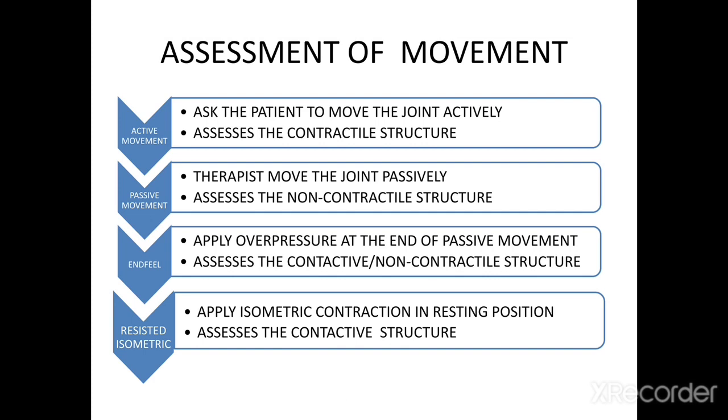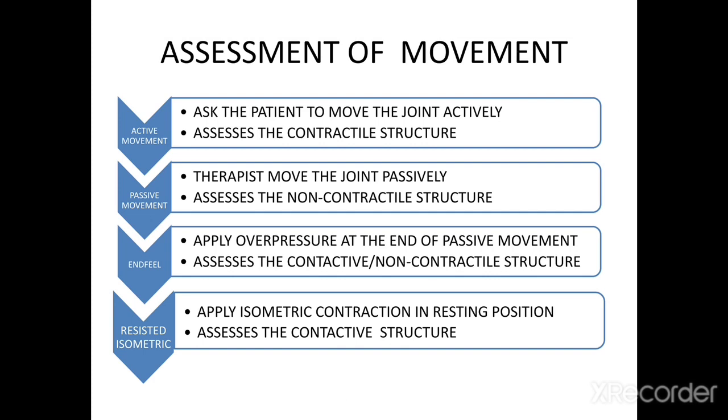In active movements we ask the patient to move the joint actively. In this we check the quality of movement and the degree of movement, and the active movements will assess the contractile structures. But at the end of the active movements, the non-contractile structures can get stretched, and that can limit the range of motion.